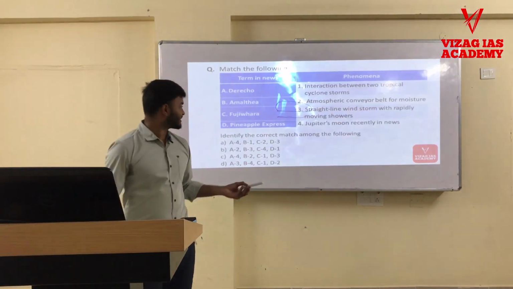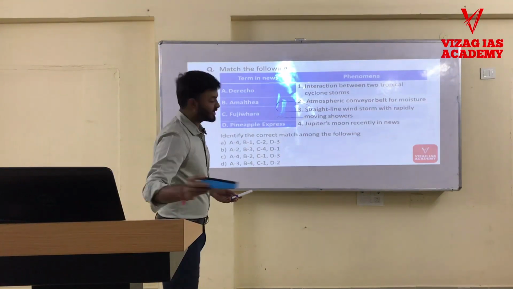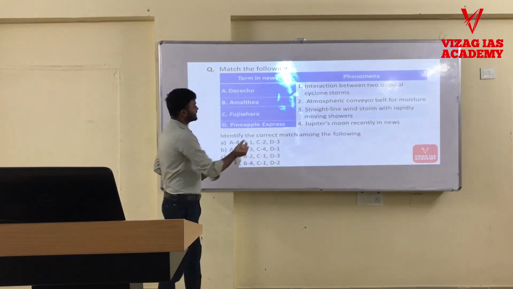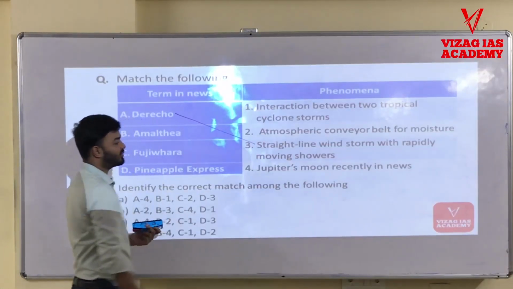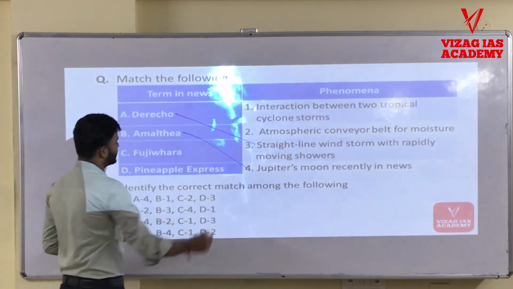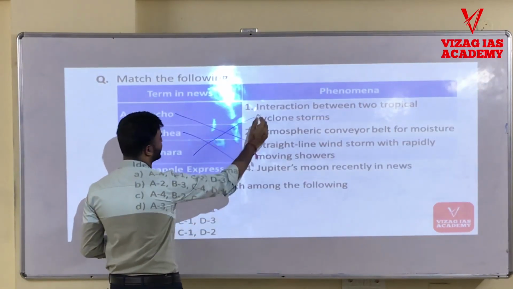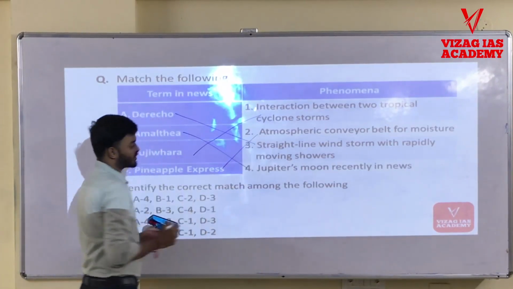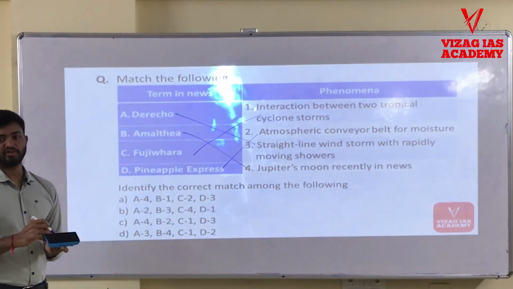So now it will be easy for us to match the following pairs. Derecho is a straight line windstorm with rapidly moving showers. Amalthea is Jupiter's moon. Fujiwhara is the interaction between two tropical cyclonic storms, whereas Pineapple Express is an atmospheric conveyor belt of moisture.